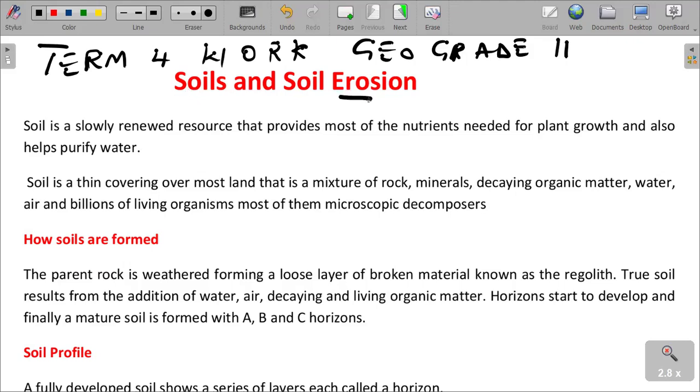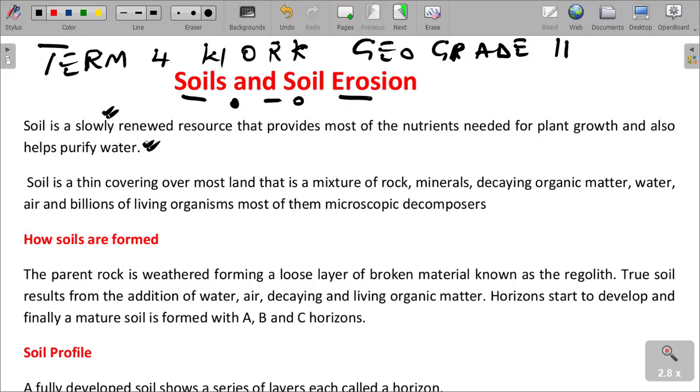I'm quite sure that you know very well that soil is very important. We cannot have life if there is no soil. Soil is a slowly renewed resource. Why do we say slowly? It is slow because soil formation, or soil forming processes, are not as fast as we might want to see, but soil is renewed. It is a slowly renewed resource that provides most of the nutrients needed for plant growth and also helps water purification.